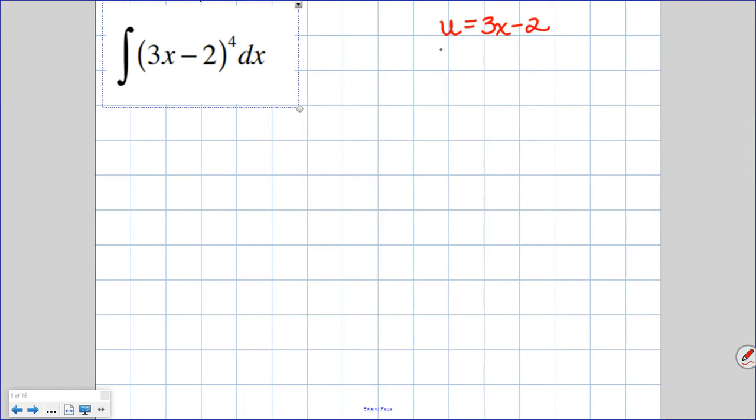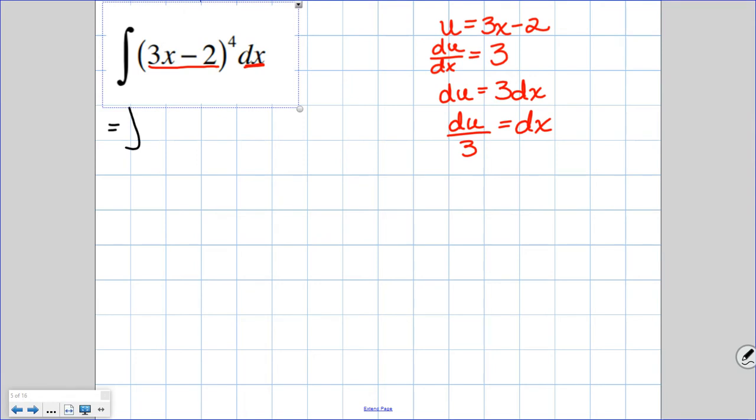So now I can find du/dx, which is the derivative of 3x minus 2, that's 3. And then if I solve for dx, multiply both sides by dx, I get du equals 3 dx. Divide both sides by 3, du over 3 equals dx. So I'm going to replace the dx, and I'm going to replace this when I rewrite.